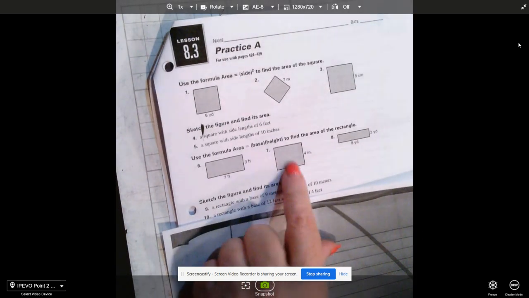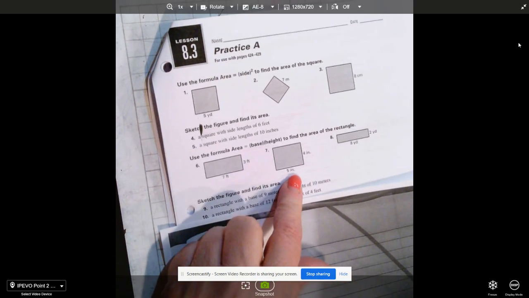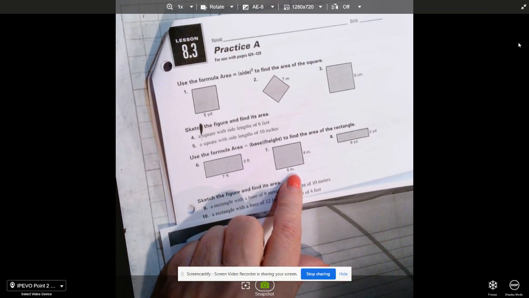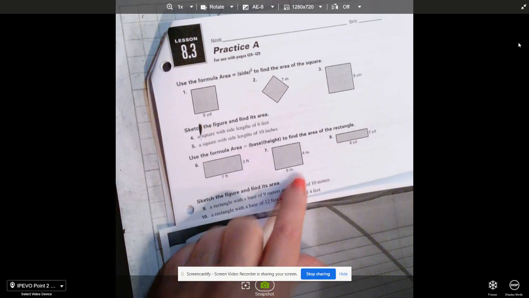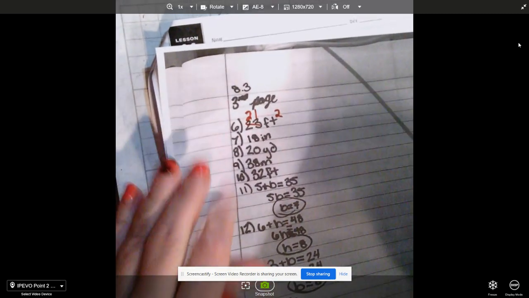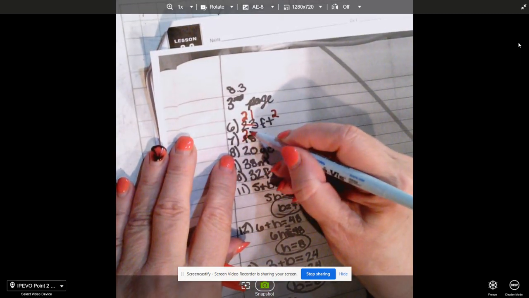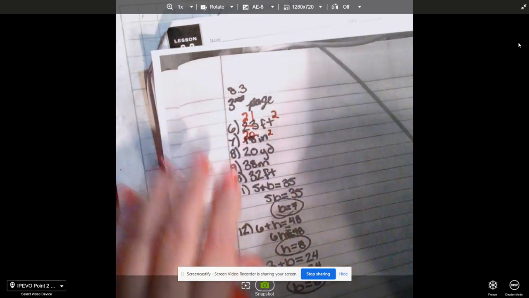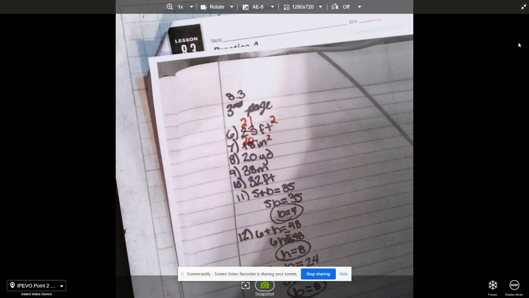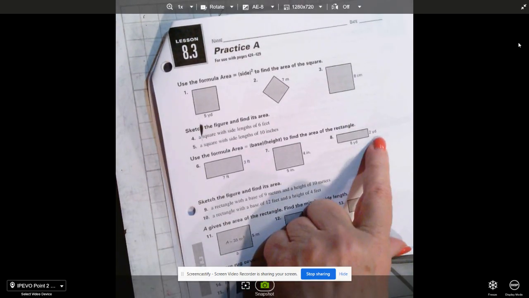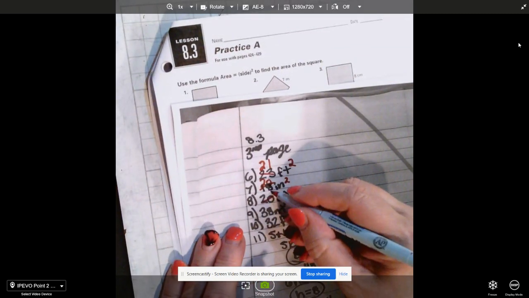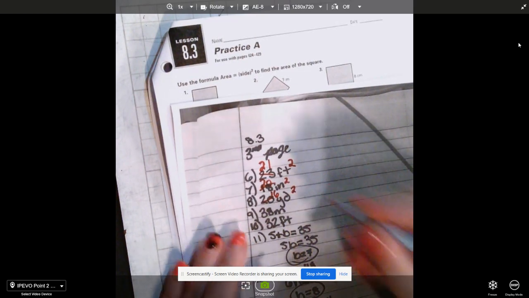On number 7, these are both in inches, so all you have to do is multiply 5 times 4 to get the area. 5 times 4 would be 20. So this would be 20. Again, if it's area, it should be inches squared. And on number 8, 8 times 2 is 16. So number 8 should have been 16, and again, that would be yards squared.